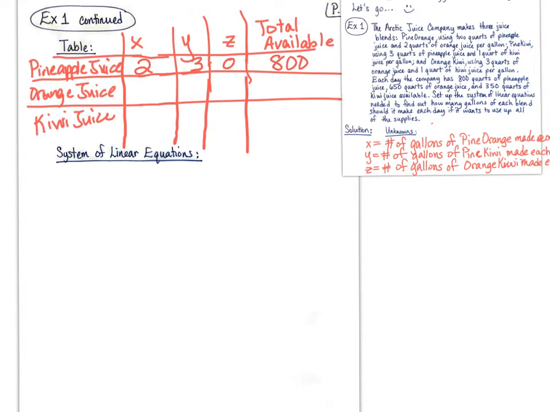For orange juice, what's that row? What's the row going across? 2, 0, 3. Excellent. Because for the pine orange, you need 2 quarts. For the pine kiwi, which is Y, you need 0. And for the orange kiwi, you need 3 quarts of orange juice. And then what's your total available of orange juice? 650. Good. Tell me the last row for kiwi juice.